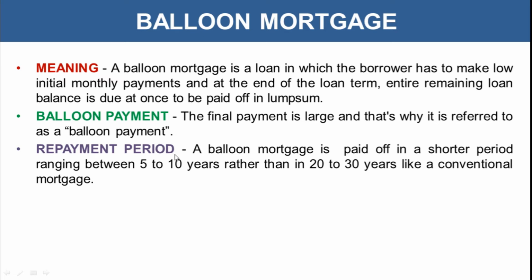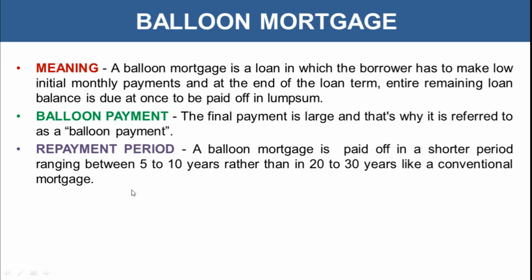Next is the repayment period. A balloon mortgage is paid off in a shorter period ranging between 5 to 10 years rather than in 20 to 30 years like a conventional mortgage. Now, why does it happen that at the end you are paying such a huge amount and initially you are paying a low amount? One reason is also the difference in the repayment period.